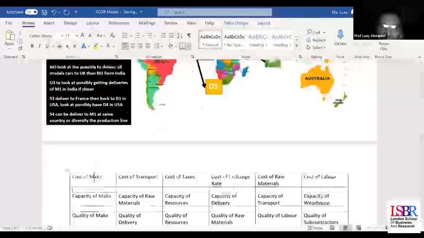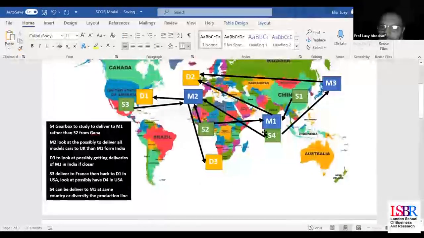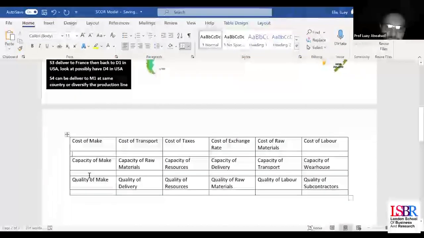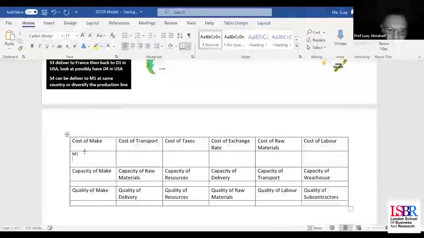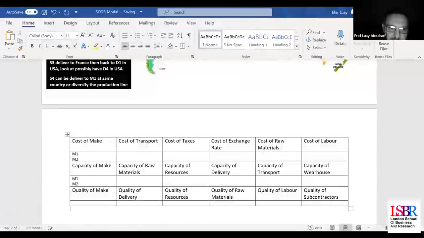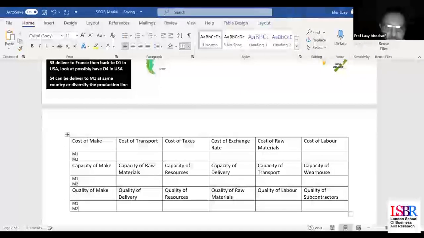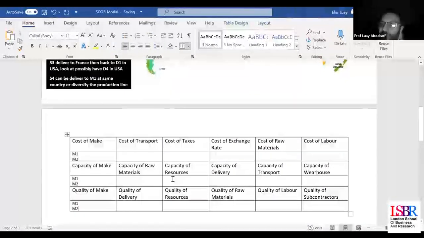Another suggestion was for D3 to look at the possibility of getting deliveries from M1 rather than from M2. So I then do an M1 and M2 comparison. And then based on this matrix, I will come up with whether it is feasible or not, based on the cost, capacity, quality. One of the things I want to put is capacity not of delivery, but capacity of modeling, of model delivery. Maybe they don't do all models of the cars.